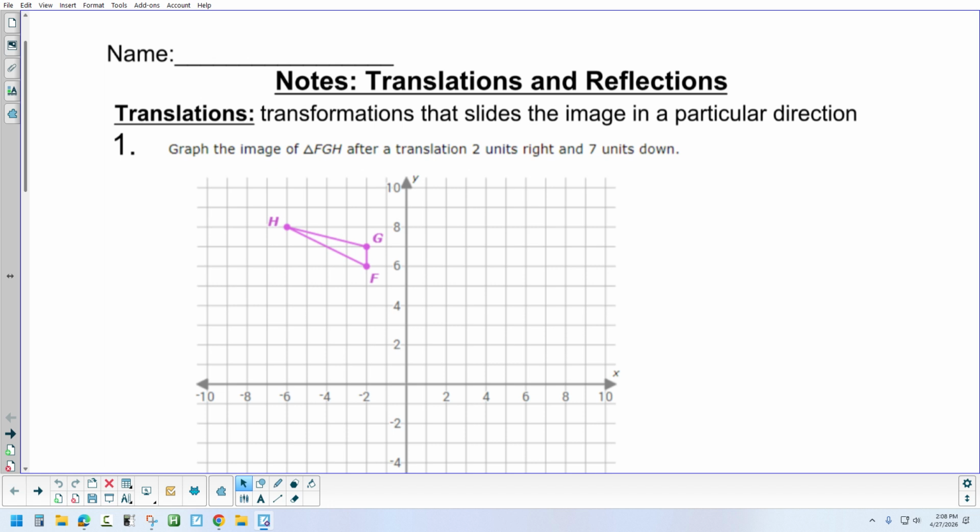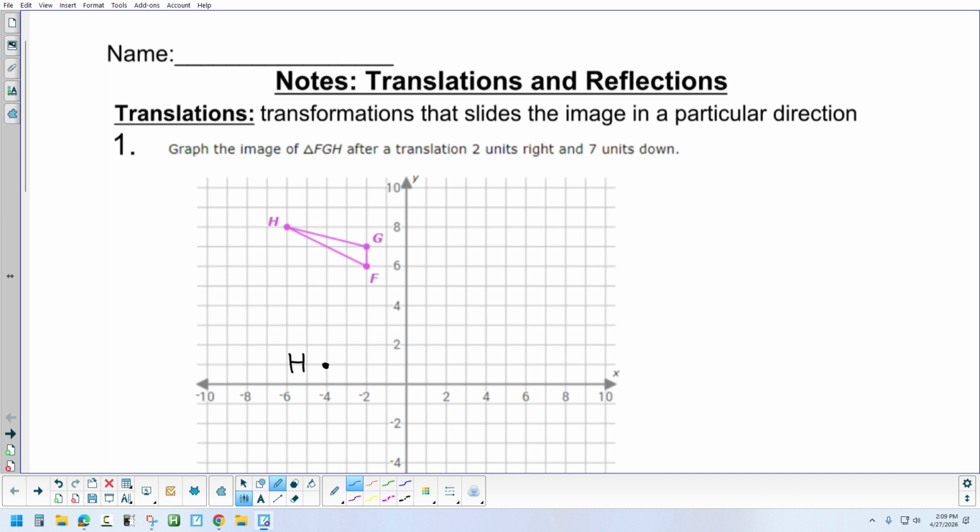So, Jake, how many units are we going to move it to the right? We're going to move it to the right 2. 2. Yep. And Miriam, how many units down? 7. So what you do is just take each point, and let's start with point H. We're going to go from H 2 units right, and then 7 units down. 1, 2, 3, 4, 5, 6, 7.